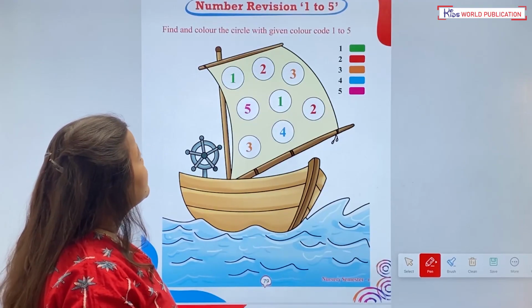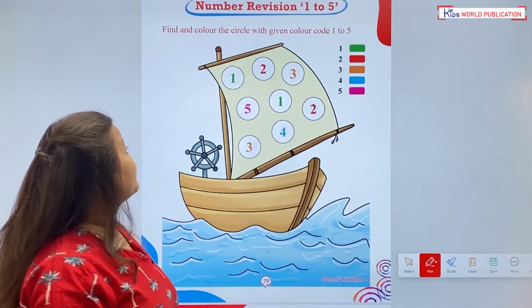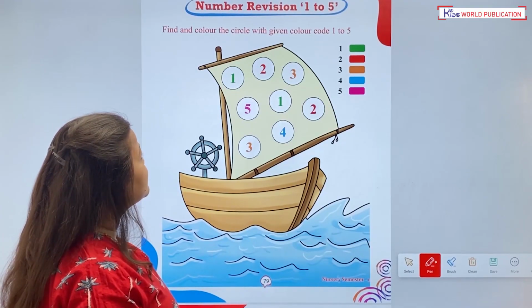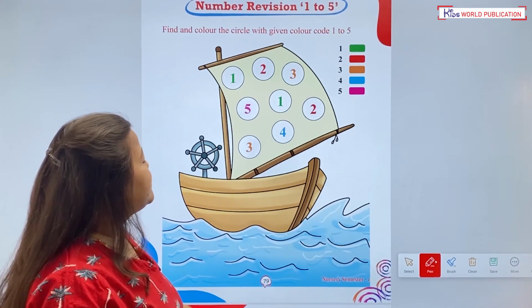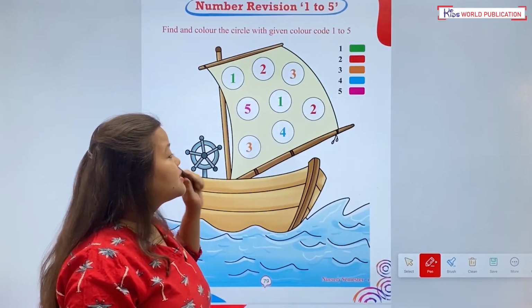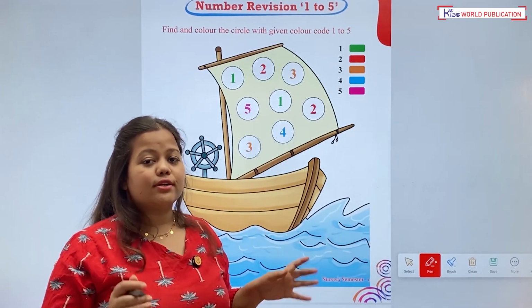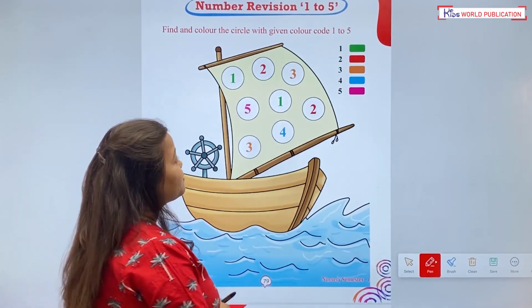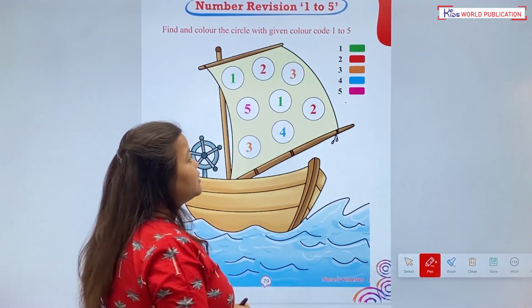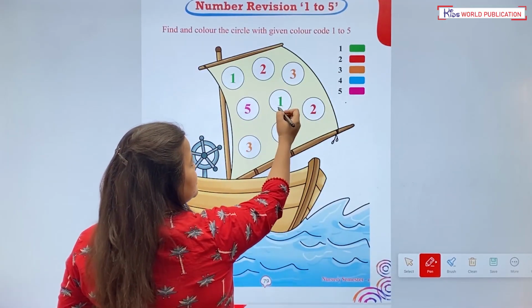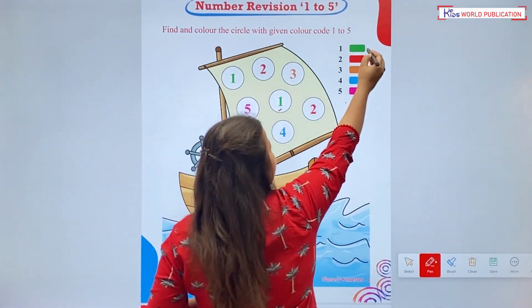Number revision 1 to 5. Find and color the circle with given color code 1 to 5. So kids, here some circles are given and there are also some numbers written on them. So with the help of the color code, you will color the circle. For example, circle 1, you will color in green.